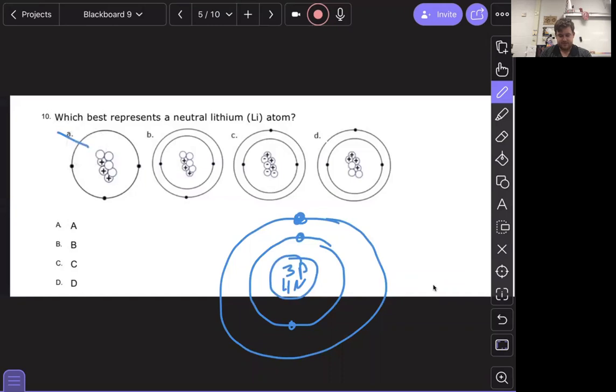Well, A doesn't have 2 energy levels. B, I have 1, 2, 3 protons, 1, 2, 3, 4 neutrons, and then 1, 2, 3 electrons. So that one's looking pretty good. C, my electrons are inside my nucleus. Well, that's not right. And then D, I have 1, 2, 3, 4 protons and 1, 2, 3 electrons. So it's supposed to be beryllium because beryllium has 4 protons, but I'm looking for lithium. So then I know my answer would be B.